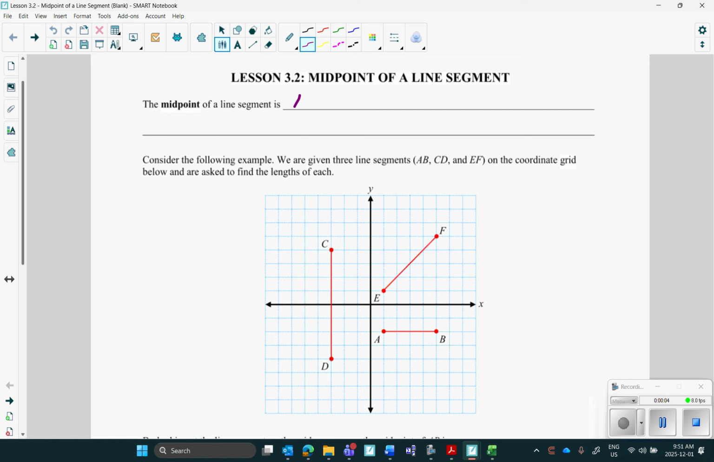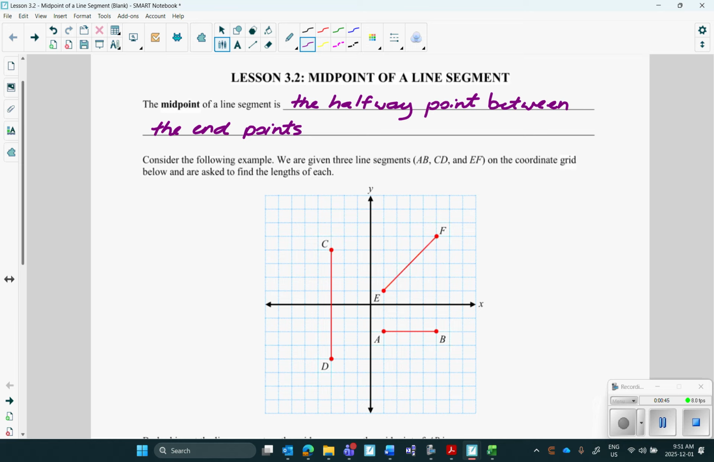It is the halfway point in the endpoints. Or another way to describe it, it's in the middle of two endpoints. It splits the segment up into two equal segments. Okay, all of those are correct.